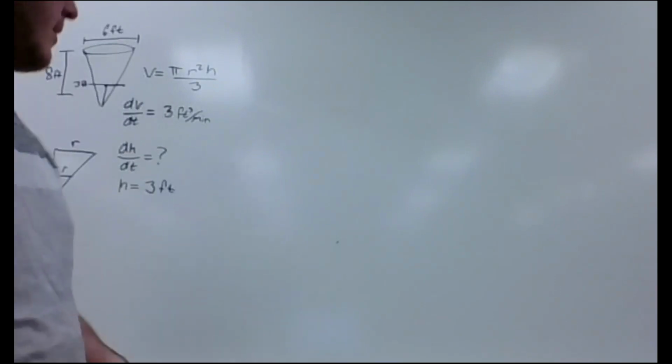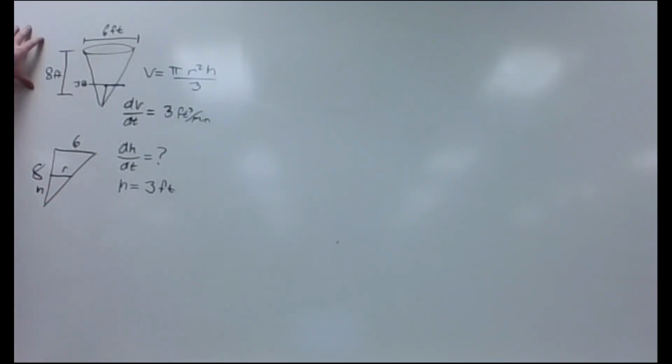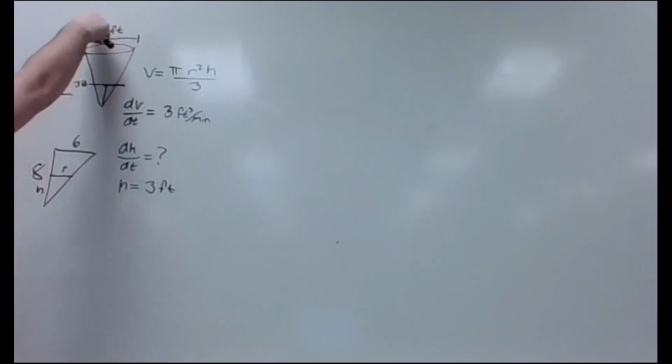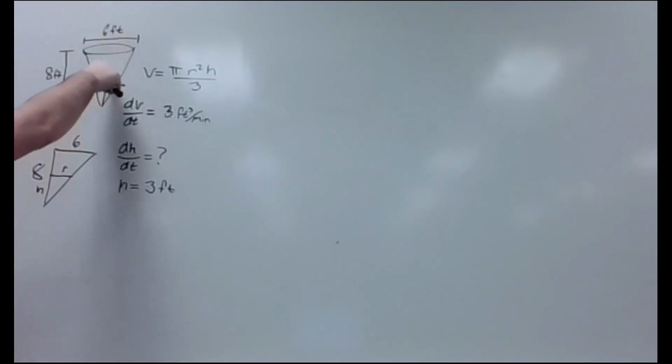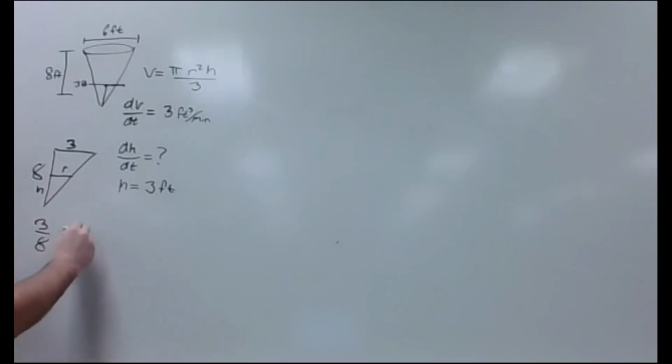All right, now I know what I did wrong. Okay, so we're just going to use 8 and 6. There we go, I got it. So essentially, we're going to use this triangle to find the ratio of this triangle. We're going to use the whole big thing. And this would actually be the radius, which is 3. So 3 over 8 would equal R over H.